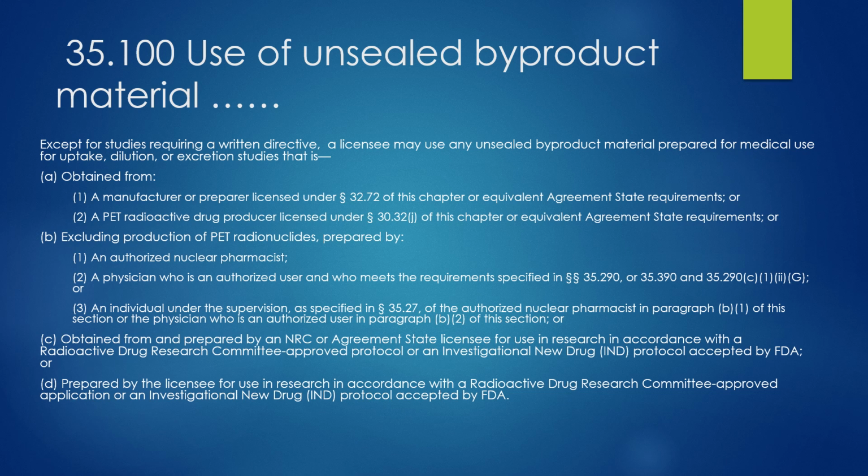It can also be obtained from and prepared by the NRC or agreement state licensee for use in research, or prepared by the licensee for use in research in accordance with the Radioactive Drug Committee, an approved application, or an investigational new drug. So C and D are research, but A and B say we have to get our doses either from a manufacturer or preparer licensee that has a license to do that, and the NRC has given them permission, or the same for PET radionuclides. It has to be a nuclear pharmacist or physician, somebody that is approved by the NRC to do that.